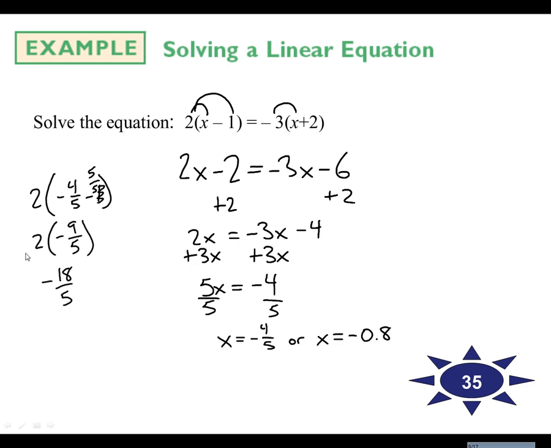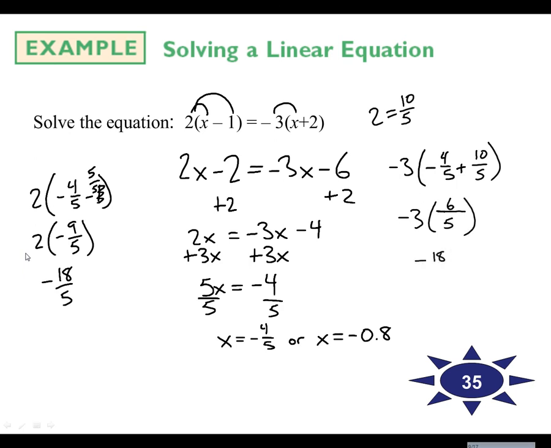Negative 3 times negative 4 over 5 plus 2. And remember, 2 could be written as 10 over 5. So plus 10 over 5. And so we have negative 3 times positive, 10 minus 4 is positive 6 over 5. If we were to multiply those together, we get negative 18 over 5.